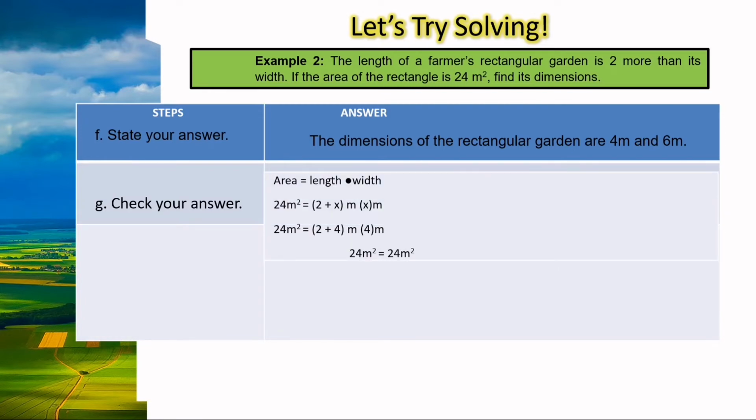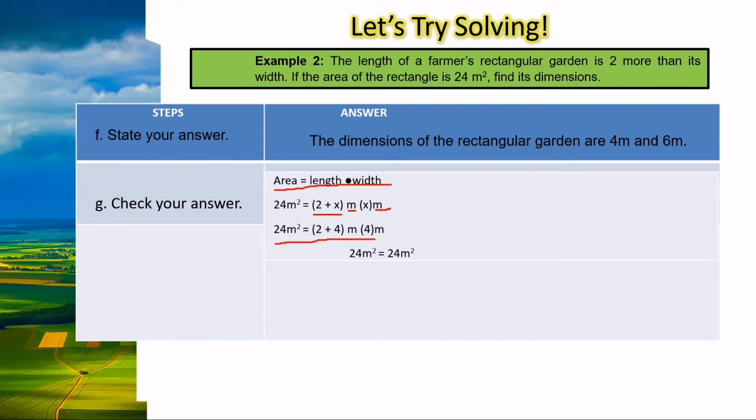Remember that the area of a rectangle is given by this formula, length times width. Using your representations, again, m here is your unit of measurement. So 24 square meters is equal to 2 plus x times the width x. Then you have 2 plus 4 is 6 times 4.